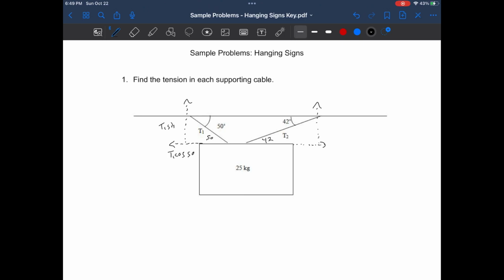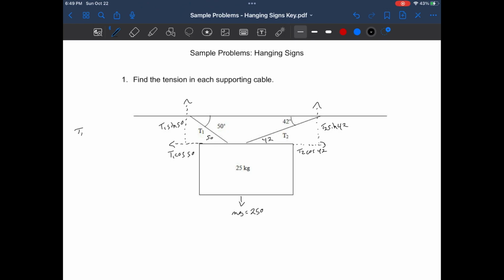They're equal, balanced forces. The horizontal component, since it is adjacent to the angle, is T1 cosine 50, and on the other side, T2 cosine 42. The vertical components are T1 sine 50 up and T2 sine 42 up. Going down, we've got mg, and since mass is 25, mg, the force of gravity, is 250.